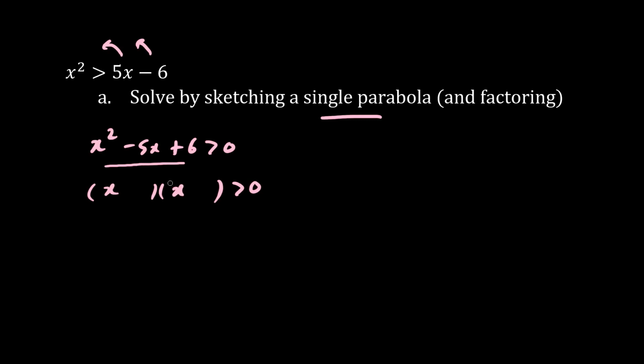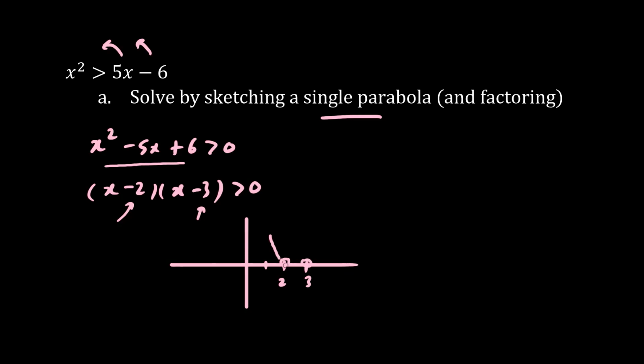We have x times x is x squared, and we have minus 2 and minus 3. They multiply to be positive 6, and they add to be negative 5. So we now know how to sketch this. The opposite of negative 2 is positive 2 here. We draw a hollow circle, and negative 3 becomes positive 3 over here.